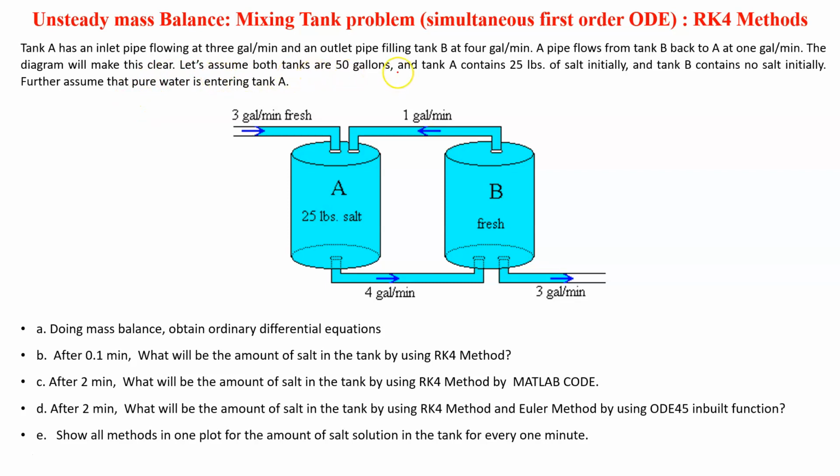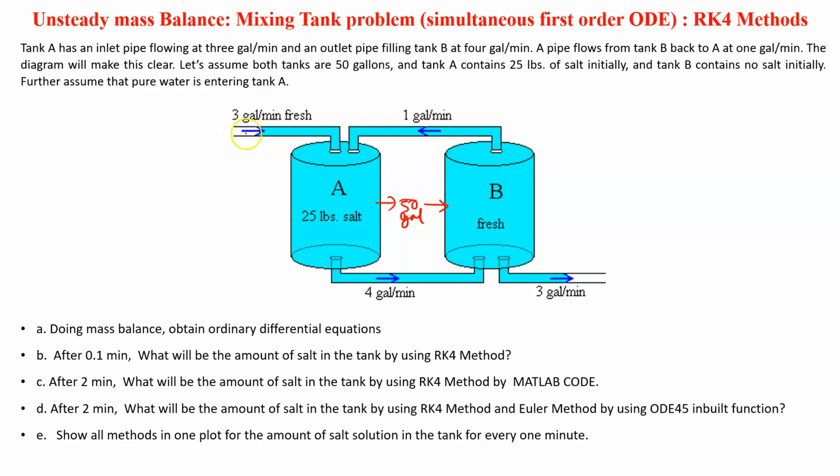Let's assume both tanks are 50 gallons and tank A contains 25 pounds of salt initially and tank B contains no salt initially. Further, assume that pure water is entering tank A. So here two tanks are there, tank A and tank B, and both tanks have a volume of 50 gallons. Tank A initially has 20 pounds of salt, tank B has no salt, and fresh water is coming into tank A. Another inlet is also there, that is actually coming from B.